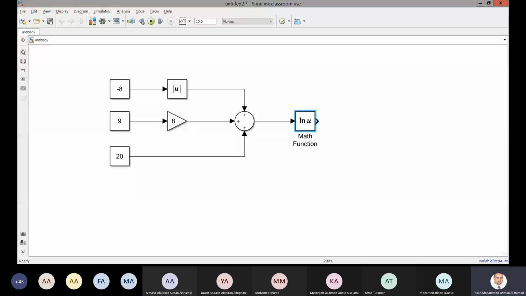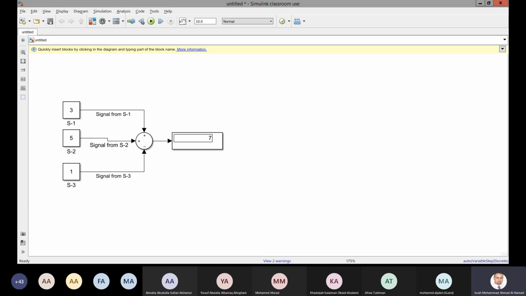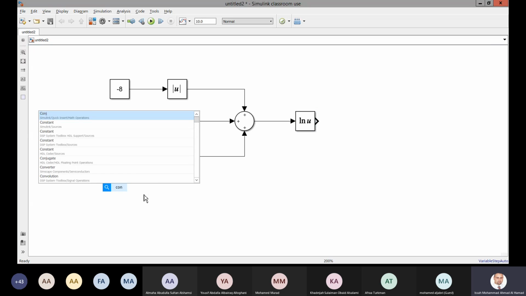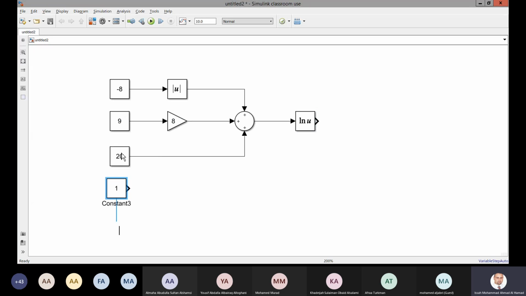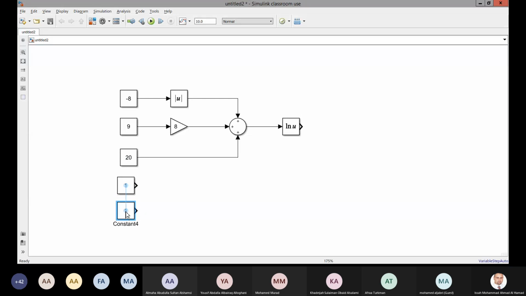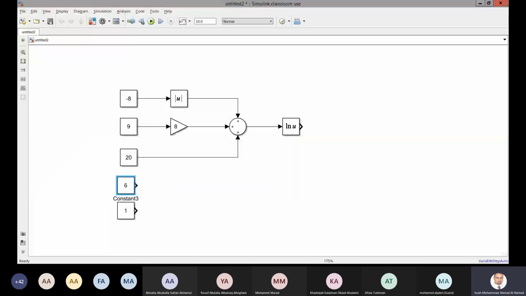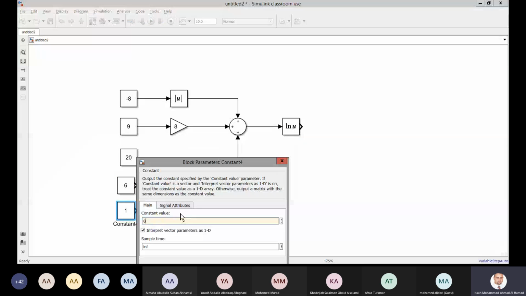Now from the other side, I need to add another 2 constants. I need to add square root of 6 square plus 8 square. So we will have another constant. I type constant. Control C, Control V. I will put 6 and 8.